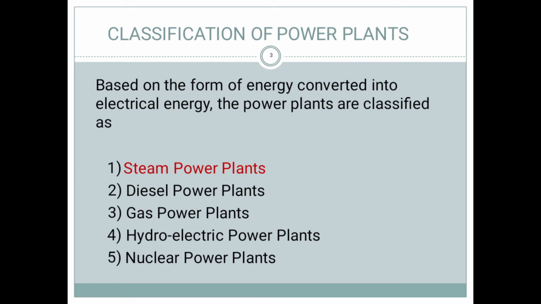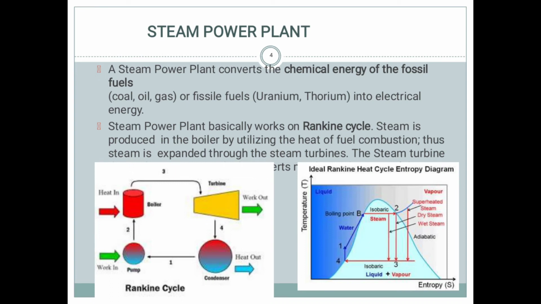In the power plant engineering subject, it is focused on conventional type power generation modes, that is steam power plants, diesel power plants, gas power plants, hydroelectric power plants, nuclear power plants. Our first unit is steam power plant. Before going to discuss steam power plant, we have to know the Rankine cycle, because the steam power plant works on the Rankine cycle.